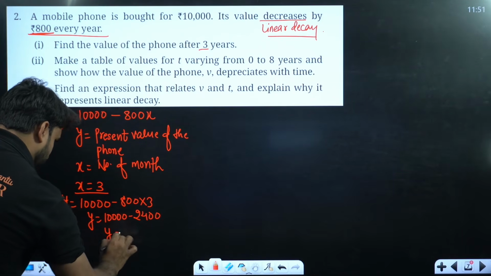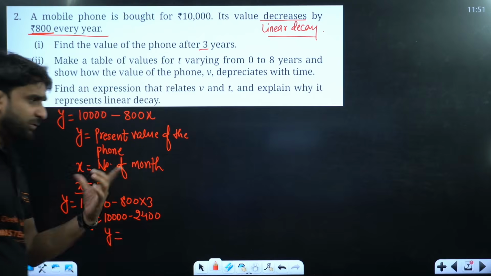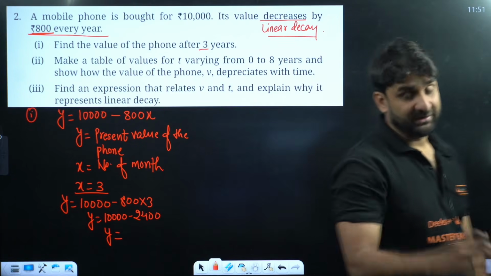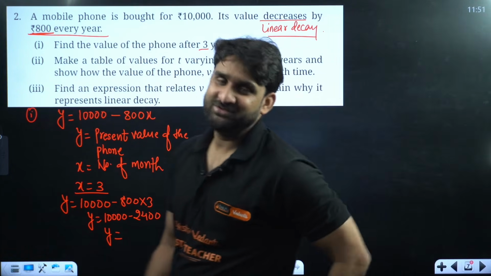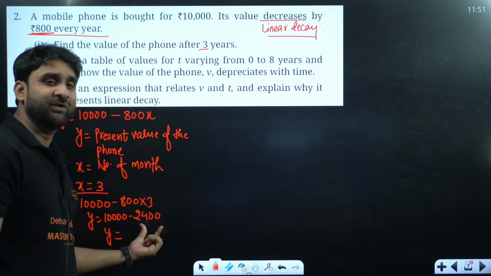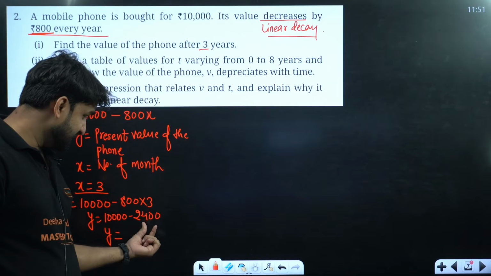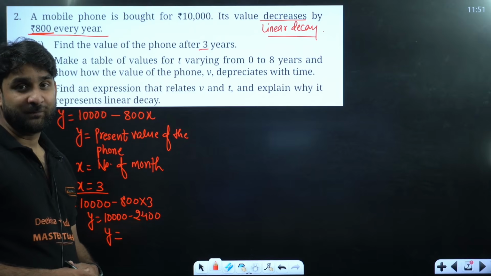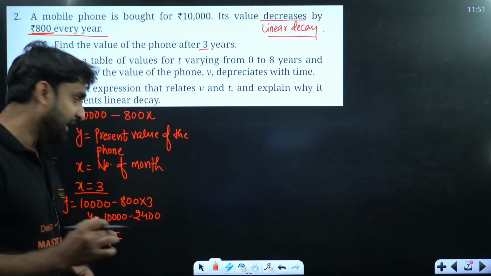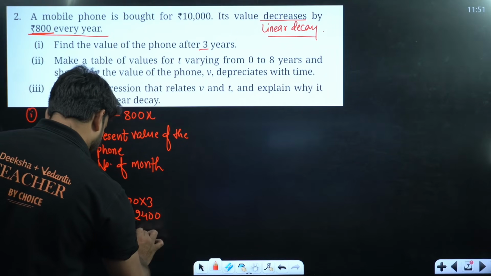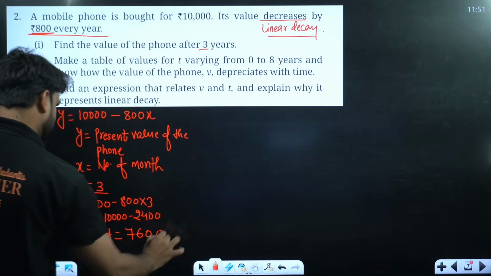So y will be equal to 10,000 minus 2400. Just imagine if it was 2000, the answer would have become 8,000. But here there is 400 also, 2,400. So that will be equal to 7,600. I hope this is clear to you all.